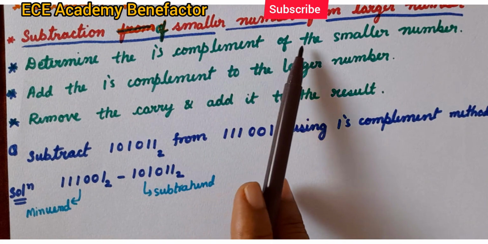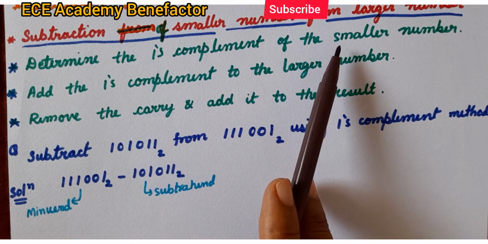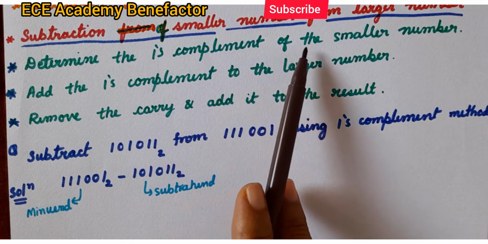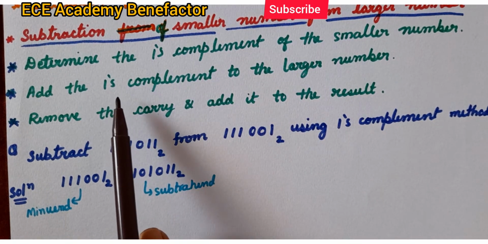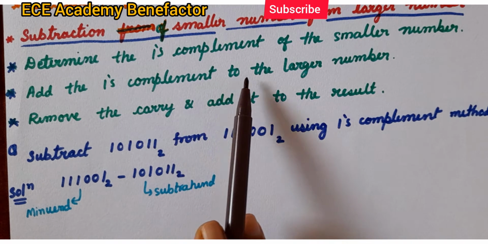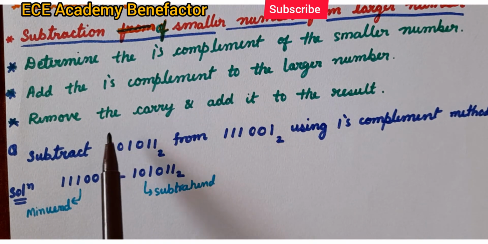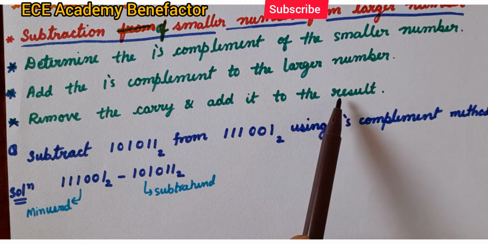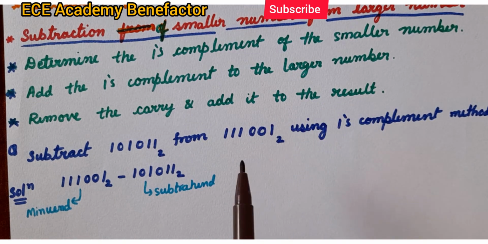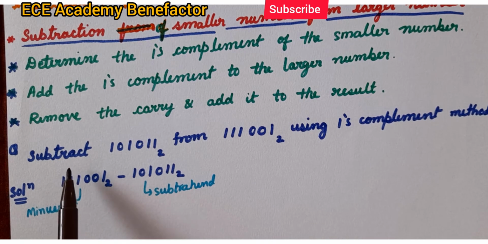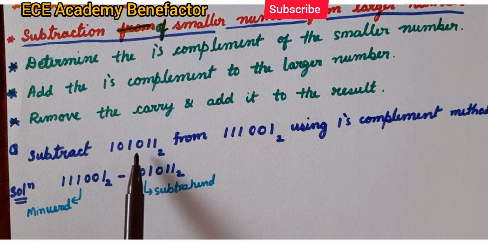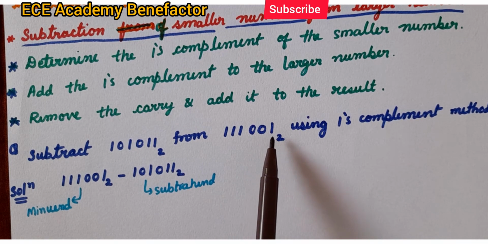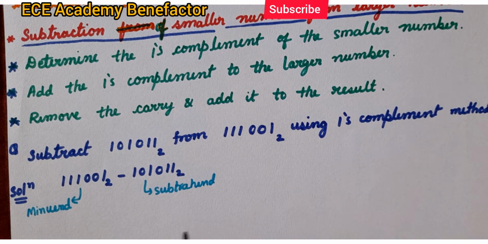Determine the 1's complement of the smaller number, that is the subtrahend. Add the 1's complement to the larger number. And third step, remove the carry and add it to the result, that is to the difference. Let us do a problem now. Subtract 101011 from 111001 using 1's complement method.